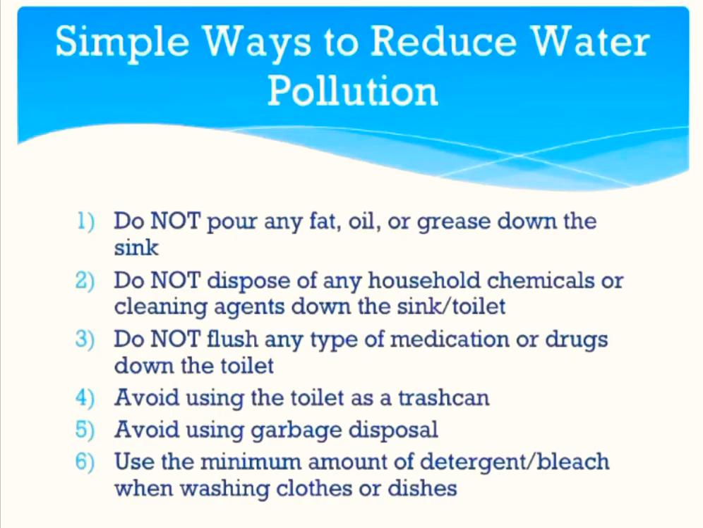Five. Avoid using garbage disposal. We should keep solid waste solid. We can also make a compost pile from vegetable scraps so the nutrients go back into our environment. And lastly, six. Use the minimum amount of detergent and or bleach when you are washing clothes or dishes. These steps attack sewage and wastewater as one of the root causes of water pollution. Some of us may be making these mistakes without even knowing the detrimental effects of it.